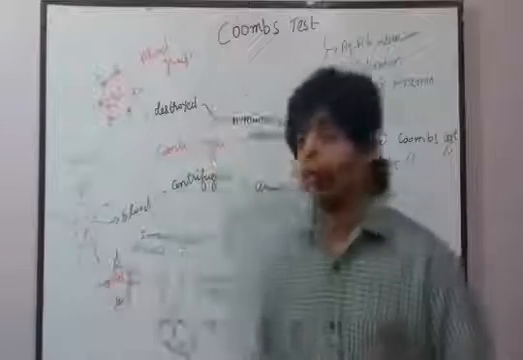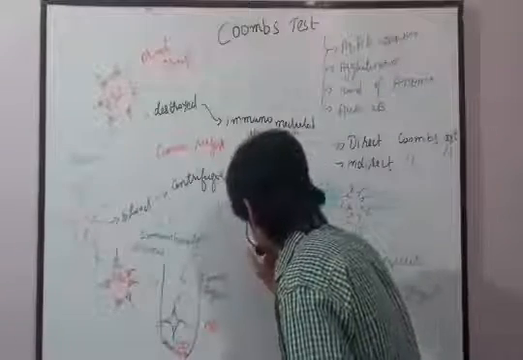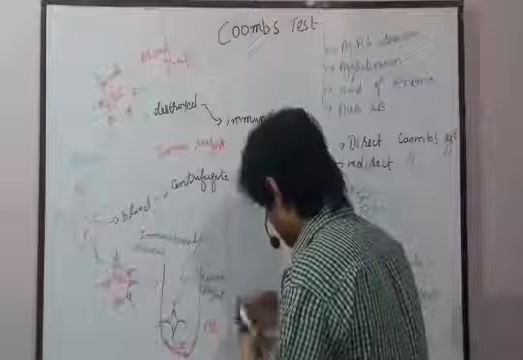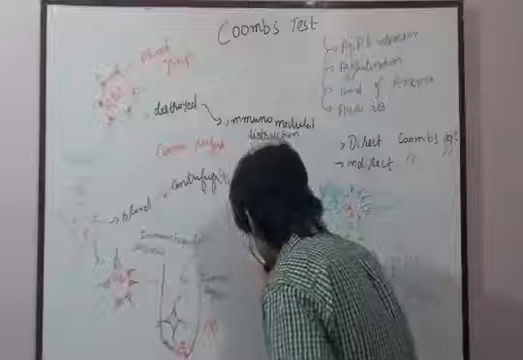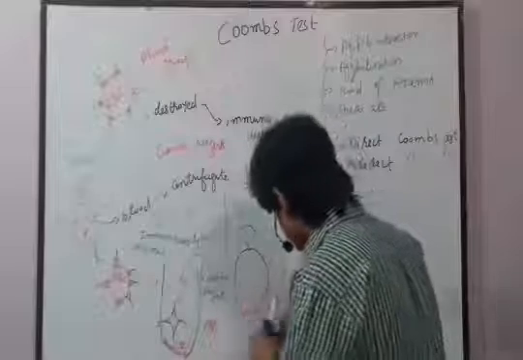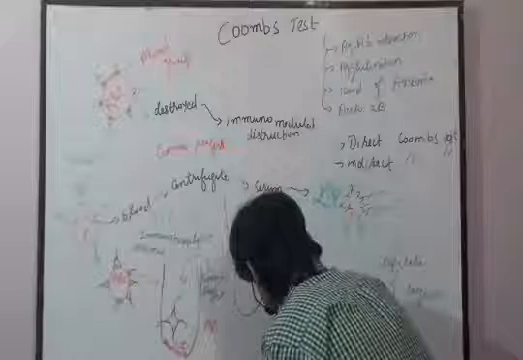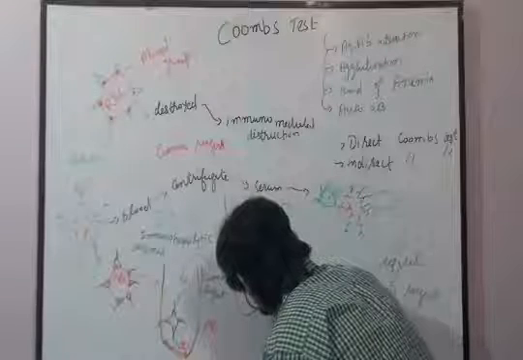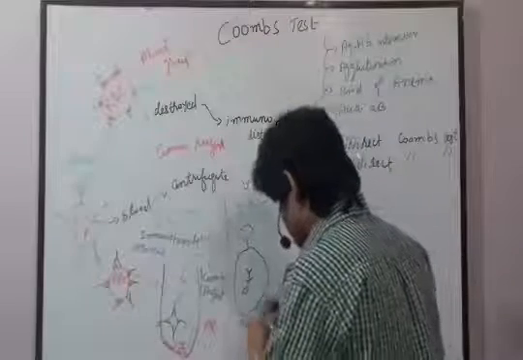Now let's talk about the indirect Coombs test. In this case, let's suppose we have the blood sample. Let's suppose we have a woman, and this woman is pregnant. Inside this woman, they have a fetus. So this is a pregnant woman.